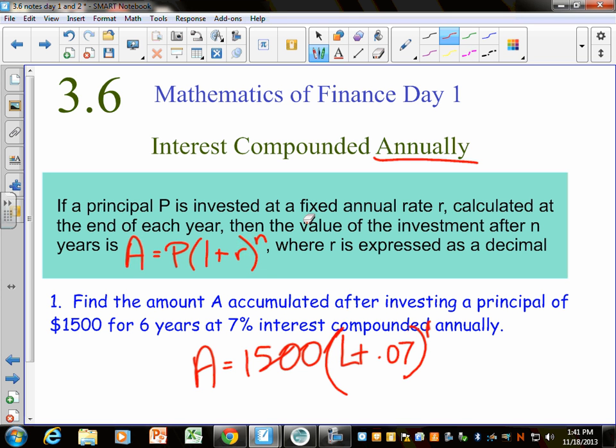I might just be talking and you can write it all down since it's all printed out for you already. 1,500 times 1 plus 0.07 to the 6th power. And remember, we're talking about money here. I got $2,251.10. Did you get that? And so we should round to 2 decimal places.